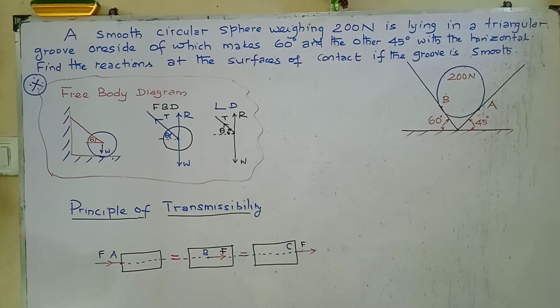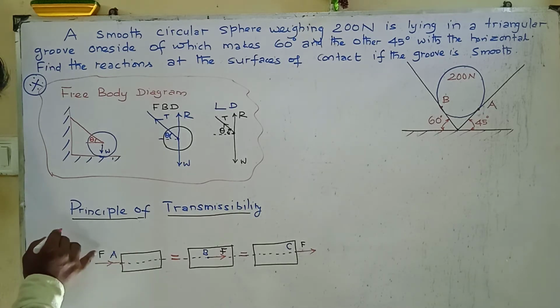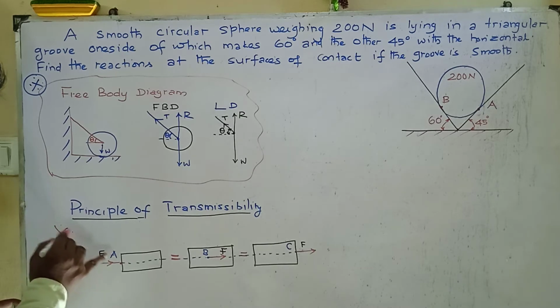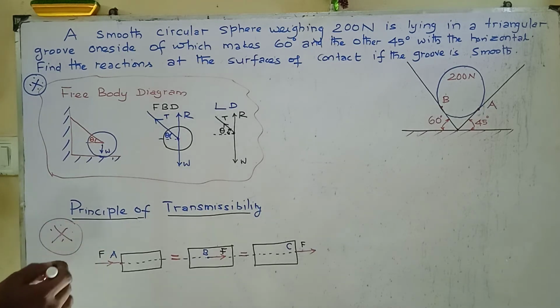Okay, now come to the problem. This is also an important concept in statics. A smooth circular sphere weighing 200 Newton is lying in a triangular groove, one side of which makes 60 degree and the other 45 degree with the horizontal. Find the reactions at surfaces of contact if the groove is square. So first you have to draw the free body diagram.